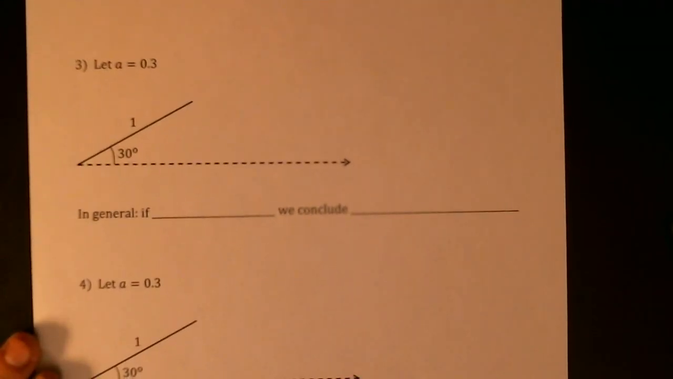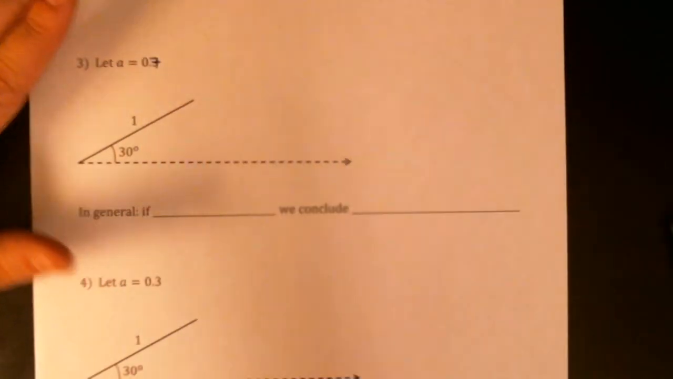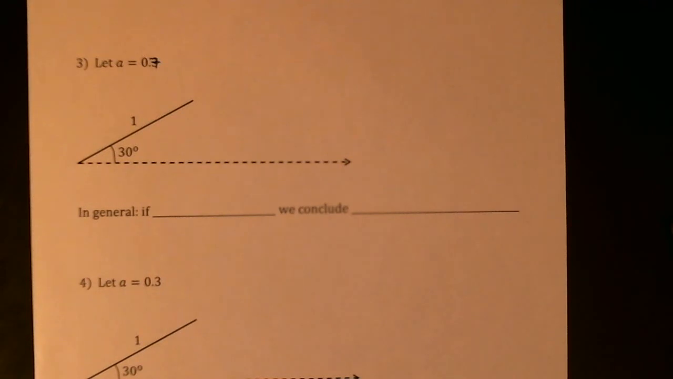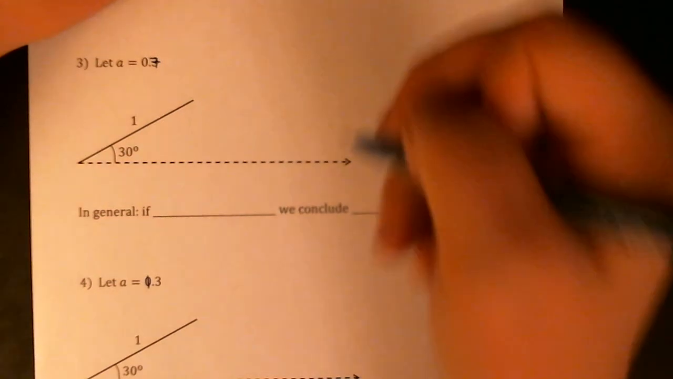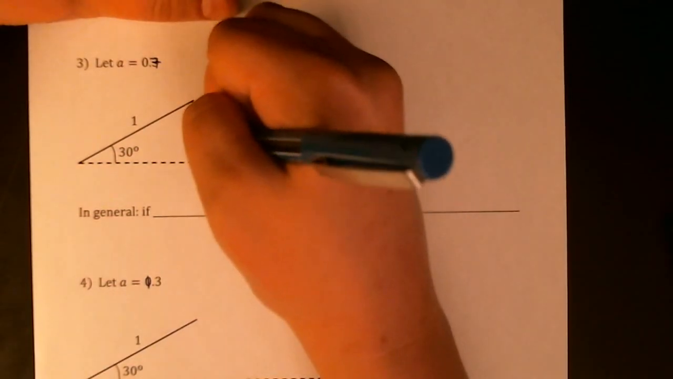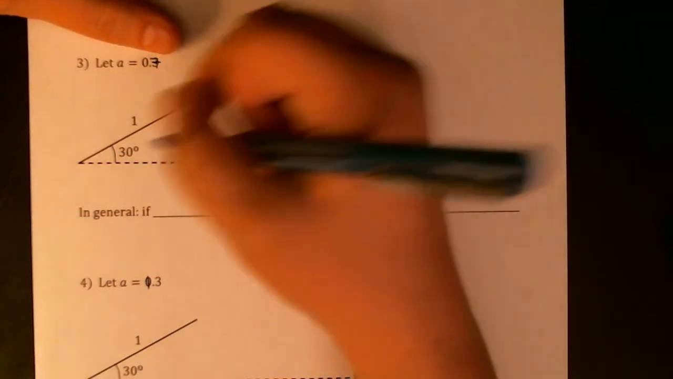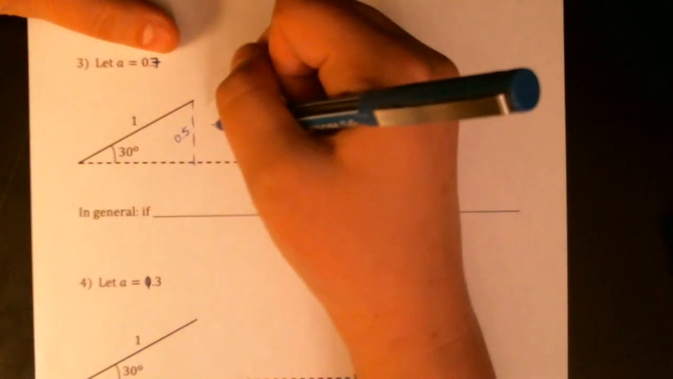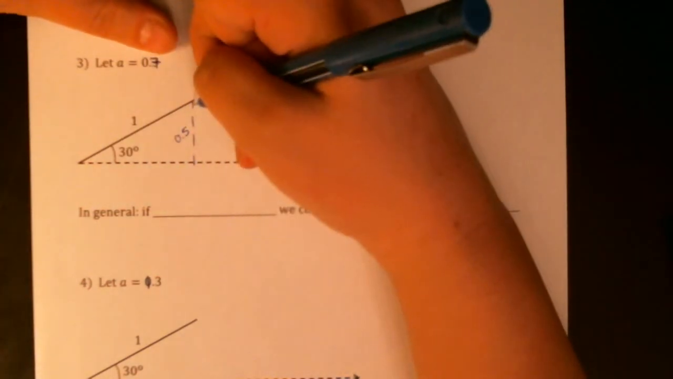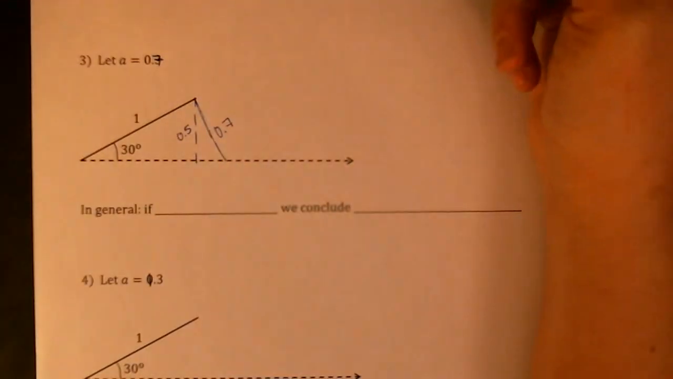Possibility number 3 is not supposed to say A is equal to 0.3. It's supposed to say A is equal to 0.7. And in fact, the last one I want to be, let's make it 1.3. That would be fine. Okay, so if A is equal to 0.7, we know that the height of this triangle is 0.5. And now I have the side opposite the 30-degree angle is actually just a little bit longer than that. So I'm thinking that that's probably going to kick it out this way.